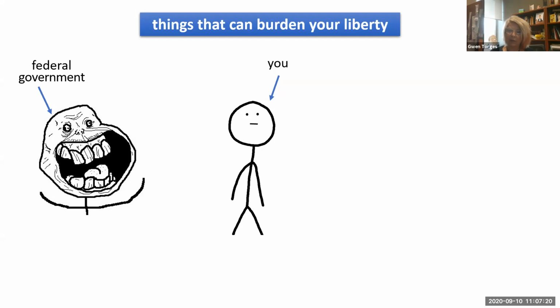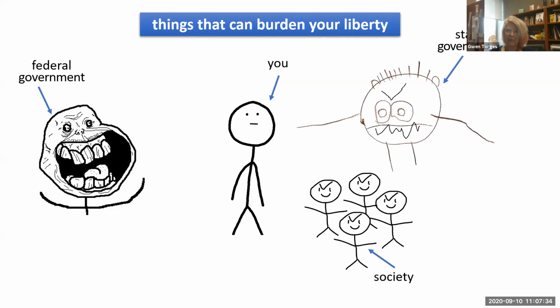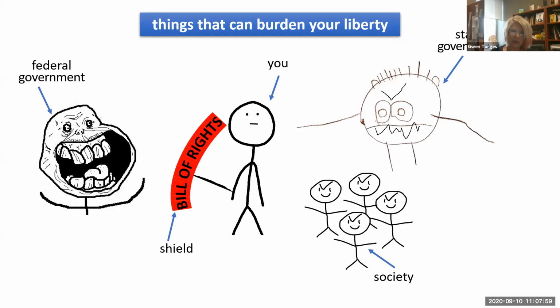But our system also has state governments, and state governments can also burden your liberties. Then there's even one more entity out there that could burden our liberties, which is society. If society decides they don't like us, then society becomes yet another thing that can end up taking our liberty from us. And if we imagine that the Bill of Rights is sort of like a shield, the way our constitutional system was originally designed is that shield was only a protection against the national government. It wasn't a protection against either one of these. And so that's where we were right after the Bill of Rights was added to the Constitution.